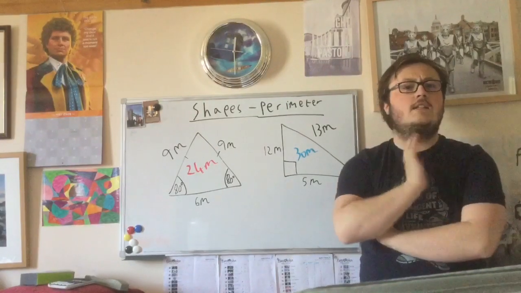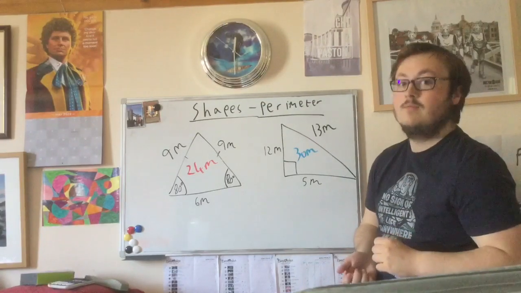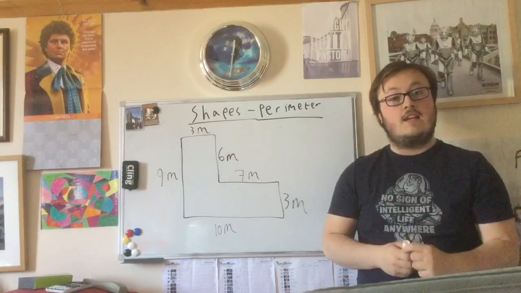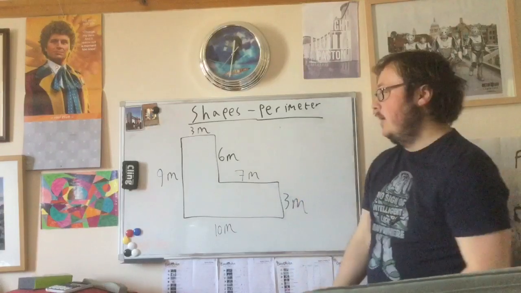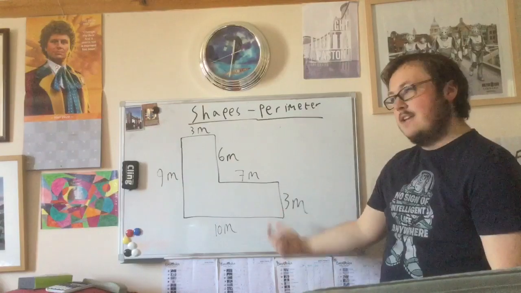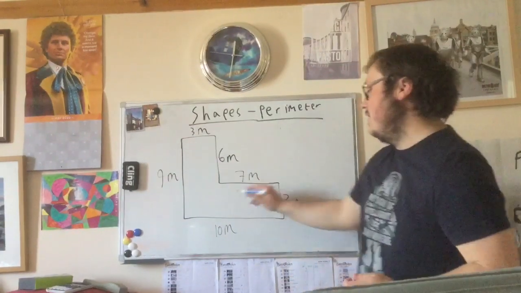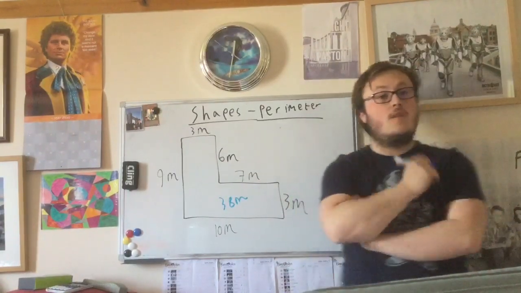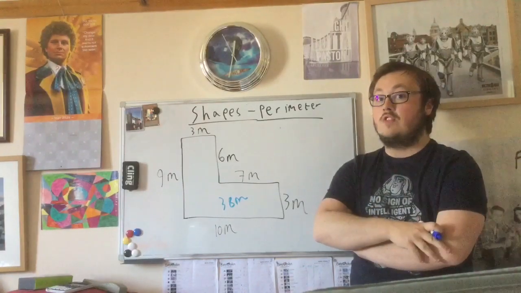Now we've looked at finding the perimeters of quite simple shapes today. We're going to try ones a bit more difficult now. Let's see how it goes. For shapes like these, we can find the perimeter rather easily if we have all of the sides. So for this one, we have 3, add 9 gets us 12, add 10 gets us 22, add 3 again gets us 25, add 7 gets us 32, add 6 gives us 38 meters. So finding the perimeter of compound shapes like this is pretty straightforward if you know all the sides.